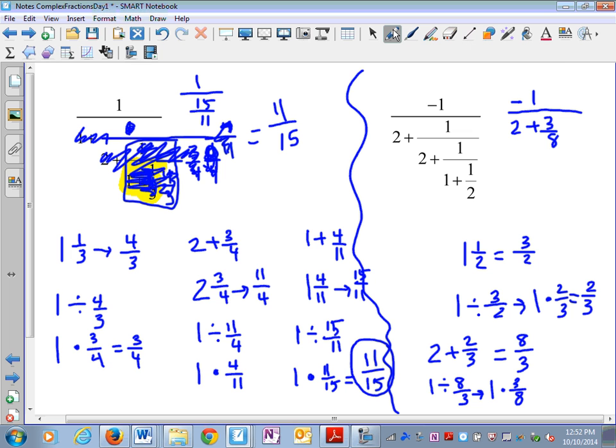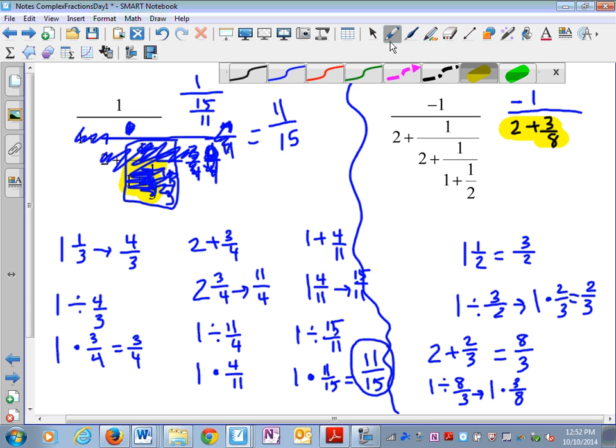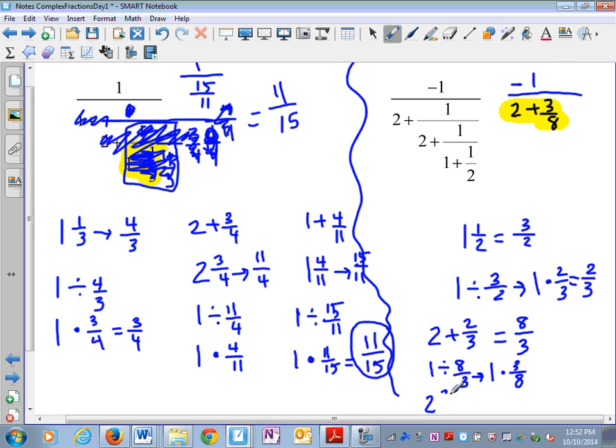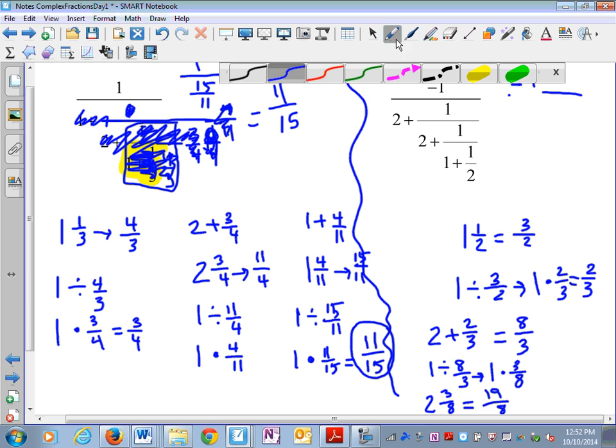Now we want to focus on 2 plus 3/8, which you can probably see is 2 3/8. Down a little bit. 2 3/8 simplifies to be 19/8. So I erase and replace.